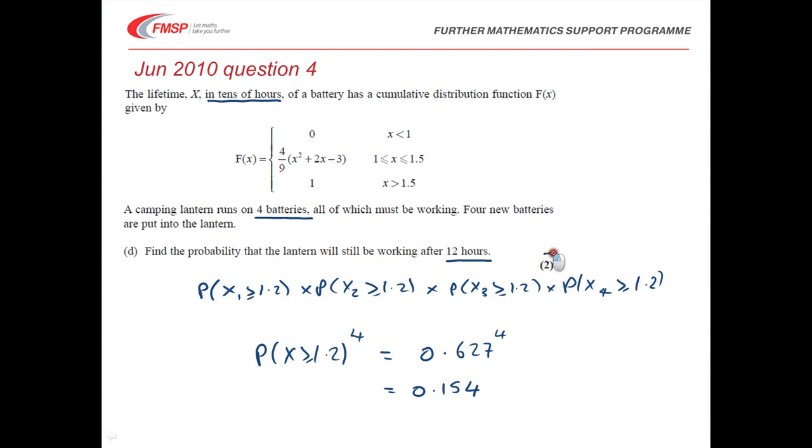So it's a lot of thinking for 2 marks. This is very much an A-grade descriptor question, really, about trying to adapt the situation. So you get 1 method mark for understanding and realizing that they're independent events, and we need to raise it to the power of 4, and then one mark for getting the correct answer.